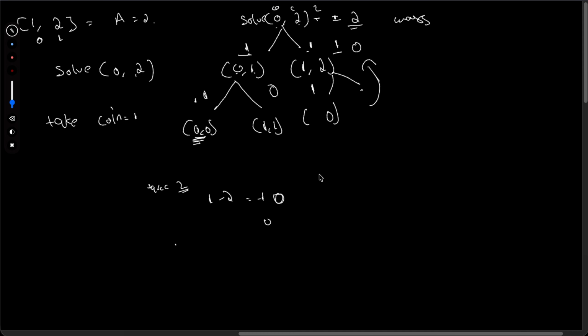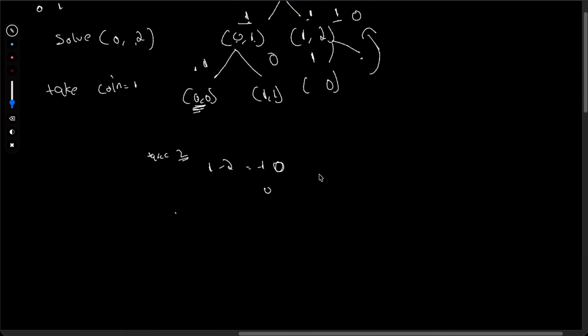Wait, let me explain this line. So take way: if we take the current coin, why do we check that amount is greater than or equal to coins of i? It means we cannot take a coin bigger than the remaining amount. So we call the function solve of i, amount minus coins of i, coins. We stay on the same coin index because there are infinite coins.